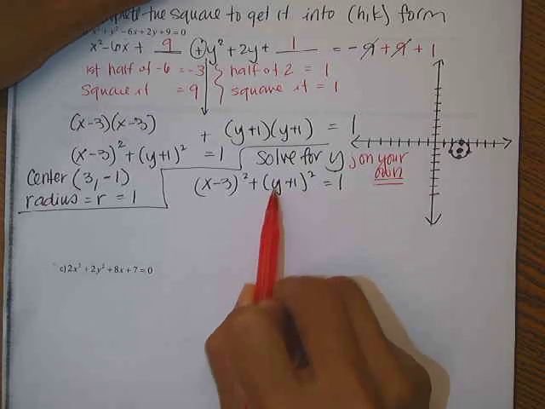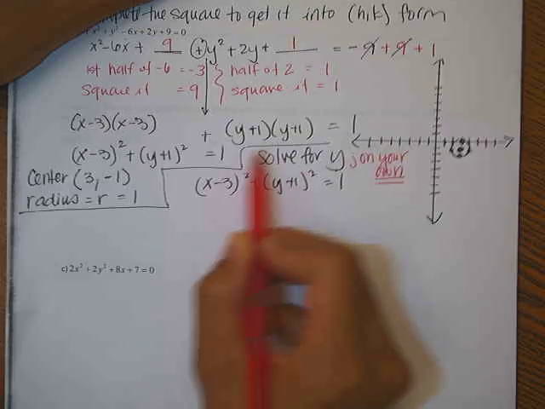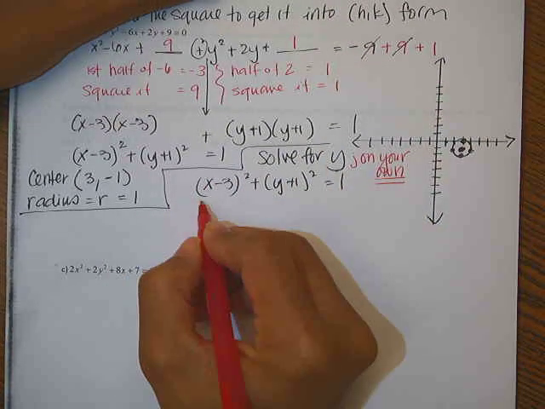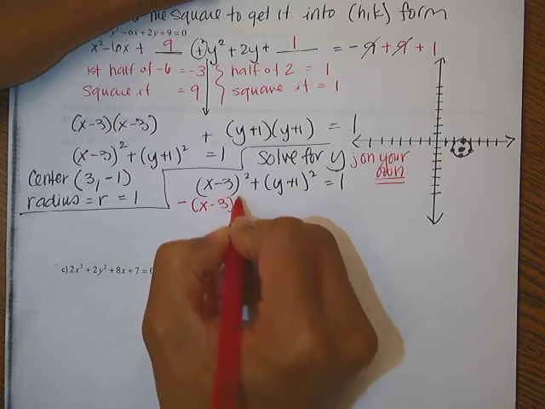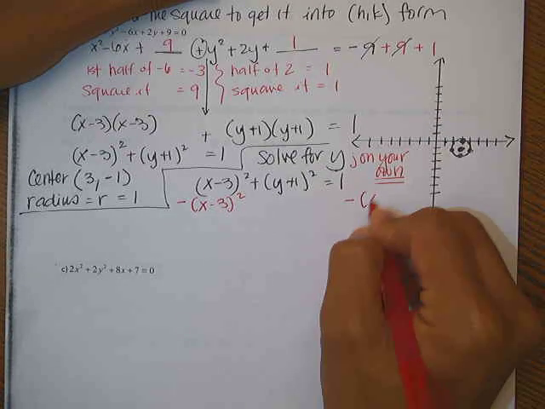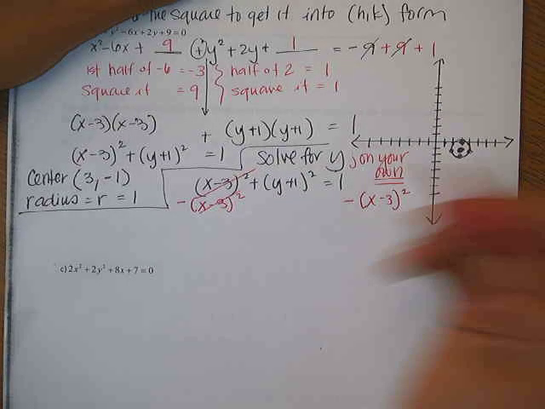So to solve for y, meaning that I'm going to have to get y all by itself, I will subtract this piece over here. We're going to take this and move it over, so subtract the entire piece. You don't need to distribute, because if you do, it's going to be really messy.